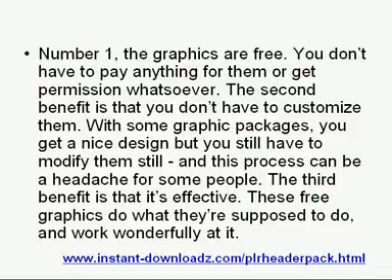The second benefit is that you do not have to customize them. With some graphic packages, you get a nice design, but you still have to modify them, and this process can be a headache for some people. The third benefit is that it is effective. These free graphics do what they are supposed to do, and work wonderfully at it.